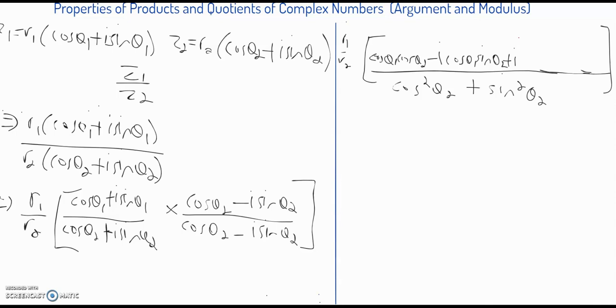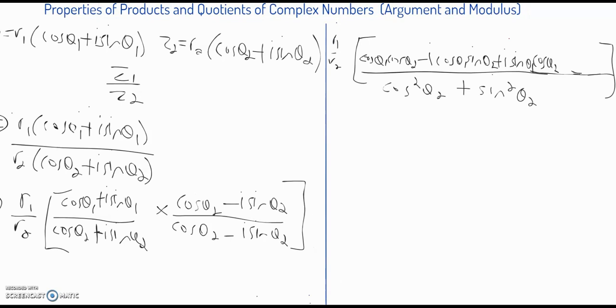So I'm going to have sine theta 1 cos theta 2. This is where it gets interesting now. I have sine theta 1 times negative i sine theta 2. Now, i times negative i is going to give me negative i squared. But we know i squared is negative 1. So those two negatives would now give me a positive sine theta 1 sine theta 2. Good. Now, we're back to the same point as when we were multiplying.